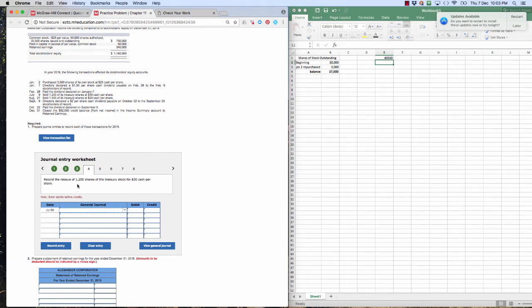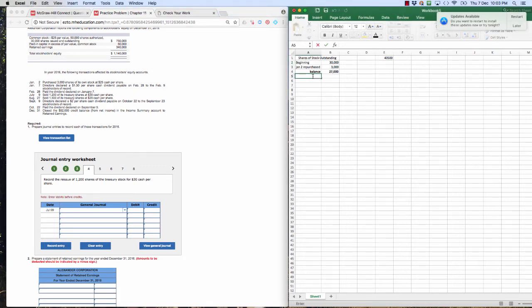In the next one, we reissue 1,200 shares of that treasury stock that we just repurchased. On January 2nd, we repurchased 3,000 shares of stock, and now, on July 9th, we're going to sell some of those. So let's keep track of how many we have outstanding. We're going to call that a July 9th reissue, and we're reissuing 1,200 shares of stock. So we've got this balance.